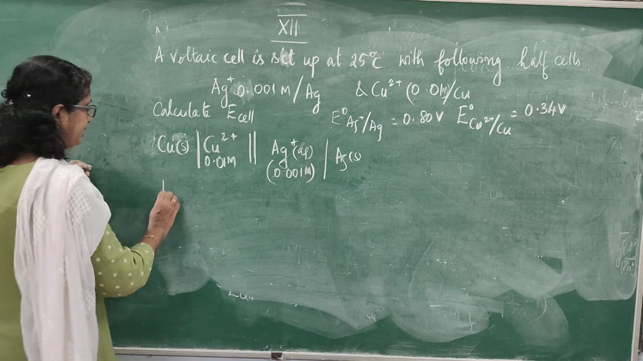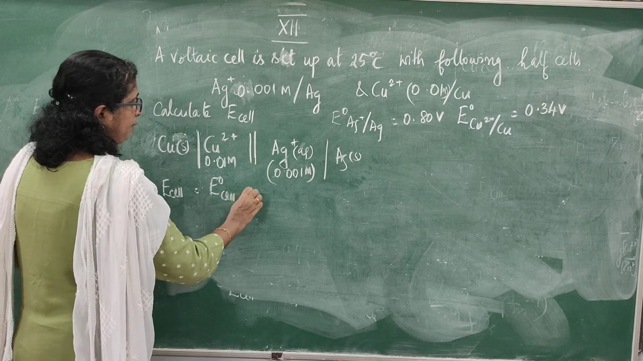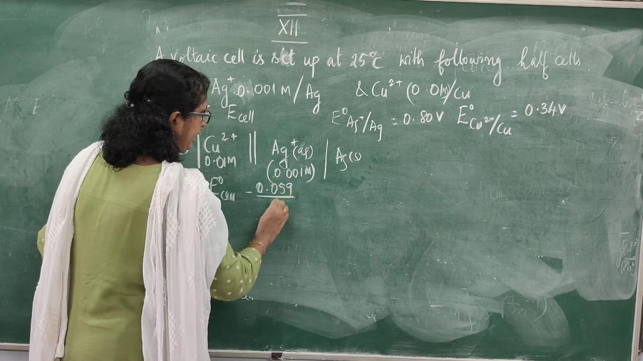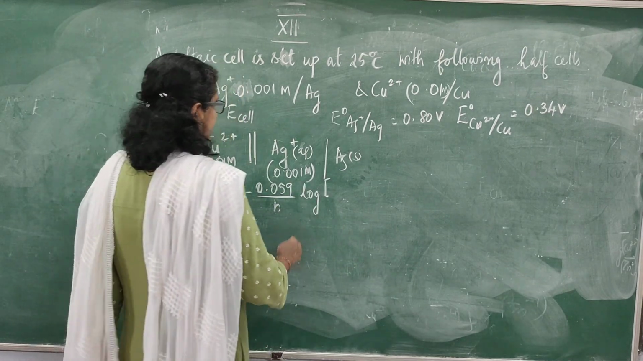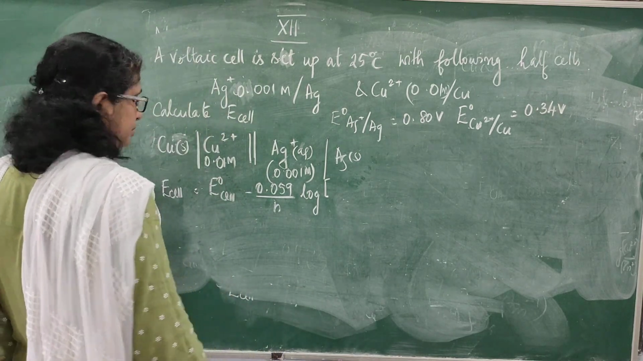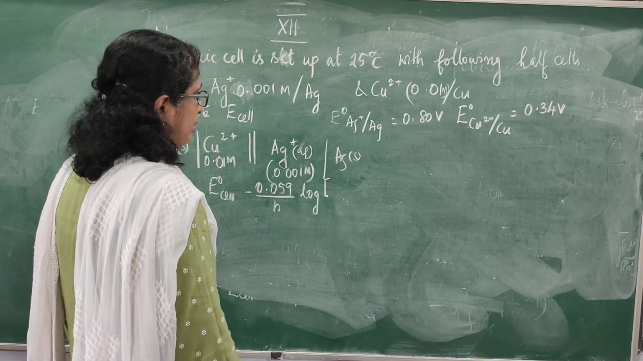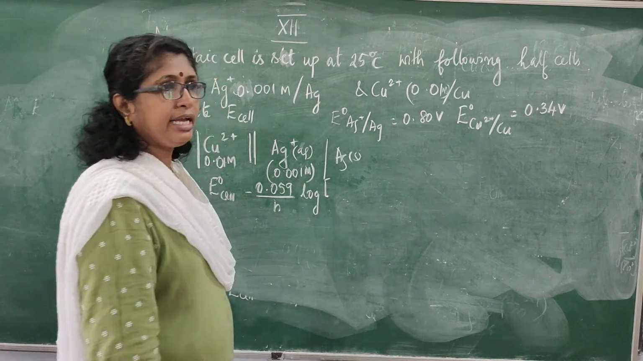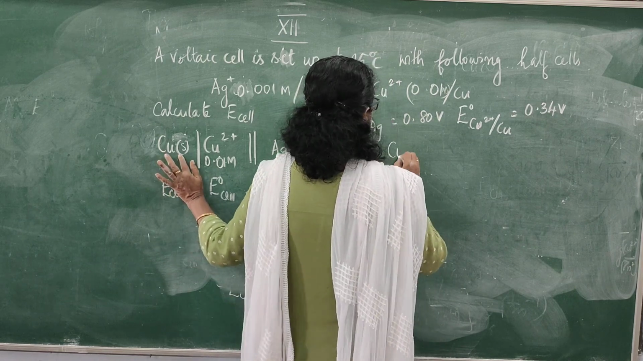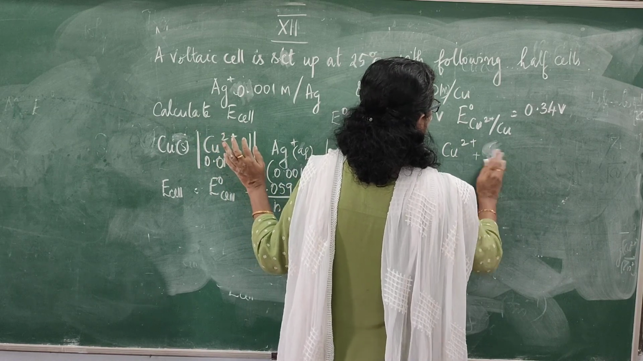Then what is E cell equal to? E cell is equal to E° cell minus 0.059 by n log molar concentration of the anode by cathode. Before writing this, we will have to write the electrode reactions. What are the electrode reactions? At the anode, Cu gives Cu2+ plus 2 electrons.